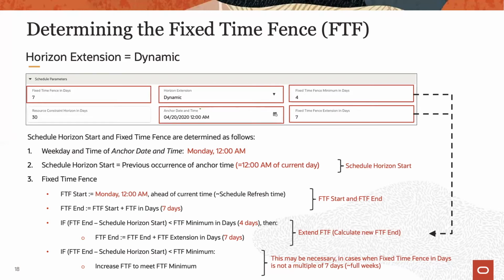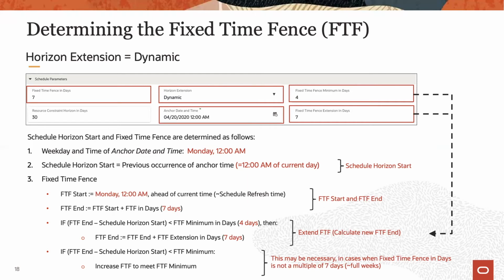The fixed time fence start is the previous occurrence of the anchor day of the week and that time ahead of current schedule refresh time. Here, this is the previous Monday at 12 a.m. And the fixed time fence end is then determined by adding the fixed time fence in days to the fixed time fence start. This results in a fixed time fence end as the subsequent Monday at 12 a.m.